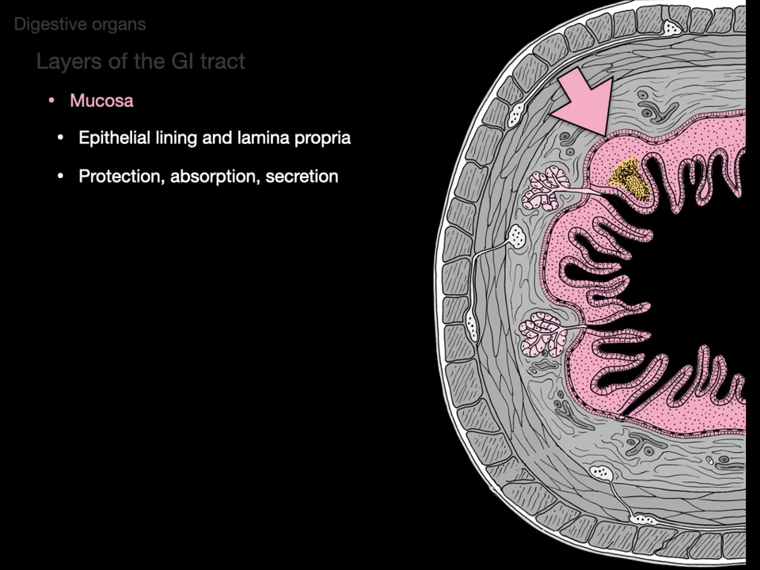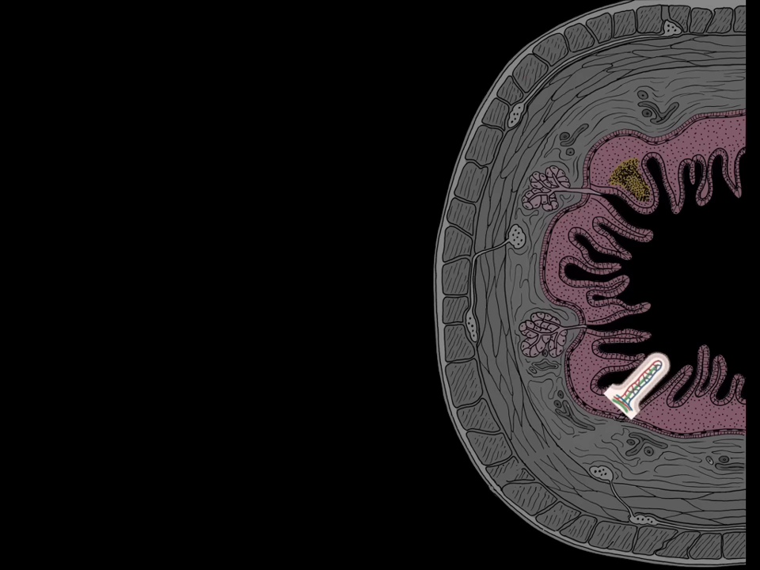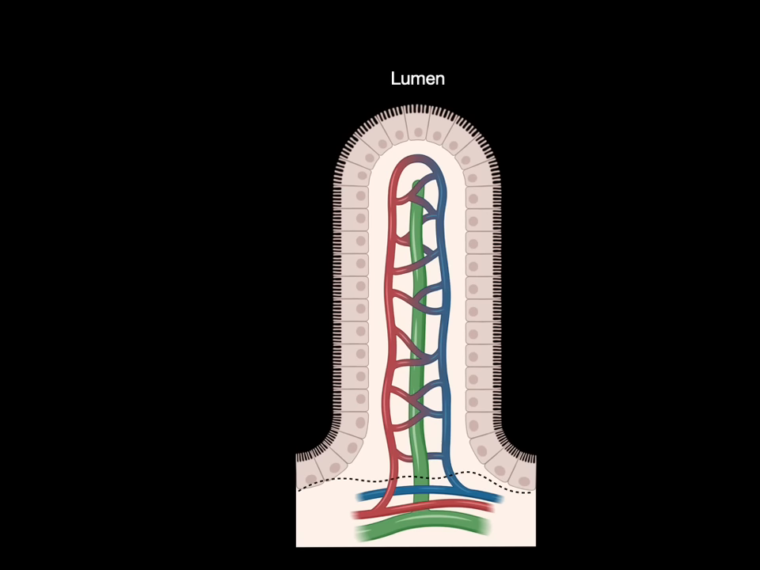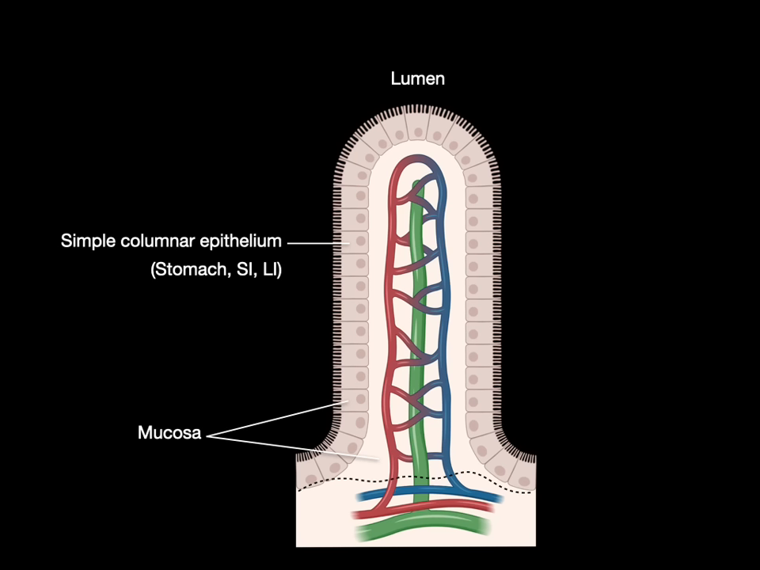The mucosa is there to protect or to help with absorption and secretion. There's epithelium lining the lumen, and there's the lamina propria. That's where the capillaries are found for absorption. Let's take one of those capillaries and blow it up, and there we've got the mucosa. The mucosa consists of two parts. Epithelium, in this case, is simple columnar epithelium that we see in the stomach, small intestine, and large intestine. The esophagus is stratified non-keratinized epithelium, but most of the gut tube is simple columnar. Deep to that is the lamina propria, and that's loose connective tissue.